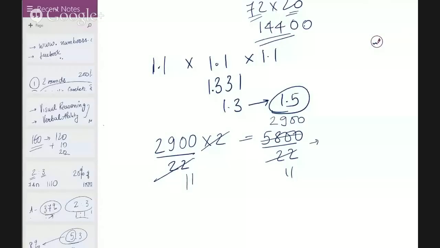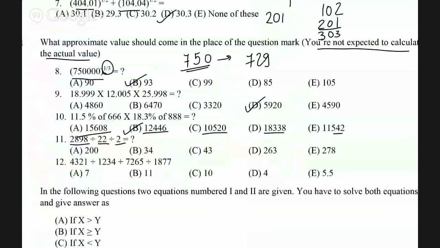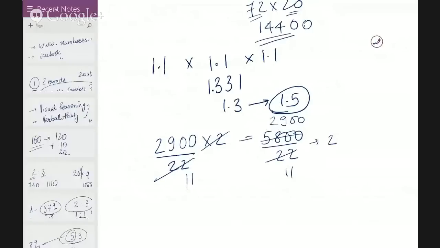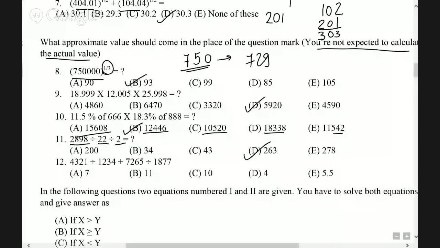So 11 and 29 is around 200 and something. Yeah, 200 and something should be the answer. 263 or 278. What do you choose? 263. I just divide and check. So I have 2 and you have 7 remainder. Yeah, 63. Correct. 263 is the answer in that case. This is the best one.